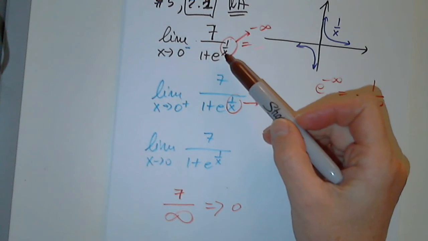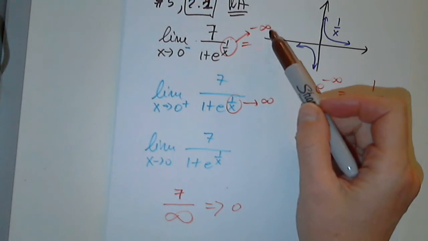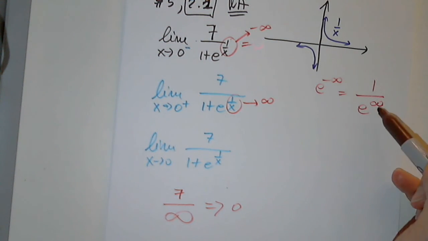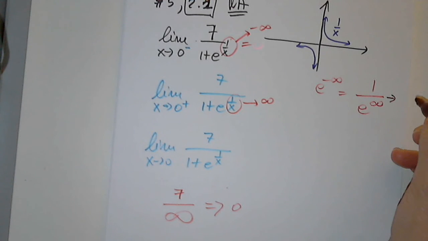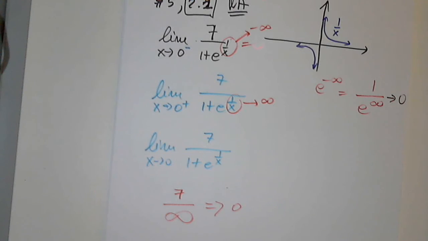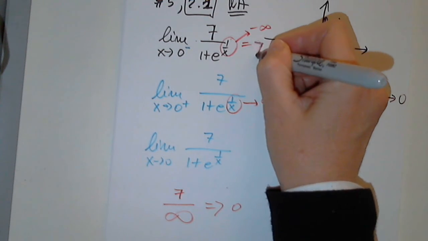So when x approaches 0 from the left, 1 over x approaches negative infinity. And e to negative infinity is 1 over e to infinity. Where does this go? Of course, it's 1 divided by billions. Of course it's 0. So how much is 0 plus 1? How much is 7 over 1? 7. Good. That lines up with the answer.